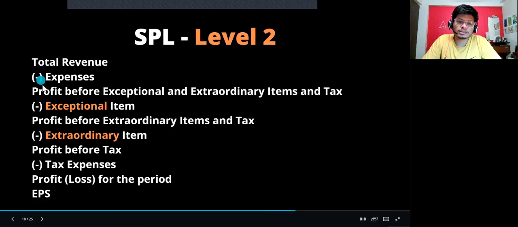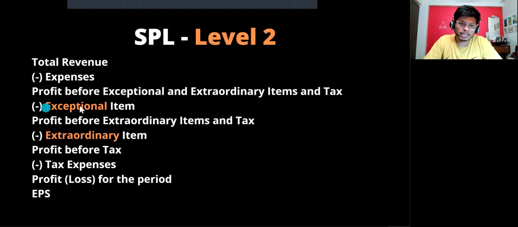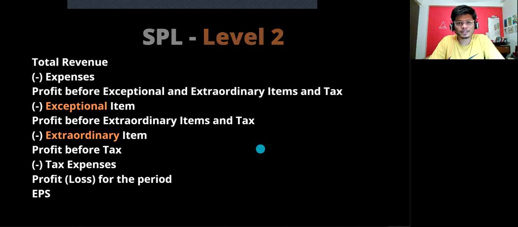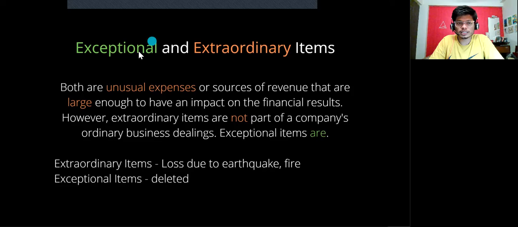So in the next level, what I have just done is basically added these two things: exceptional items and extraordinary items. Now these words are very close to each other, and you're bound to be confused. Okay, I am still confused about what each of these are. So don't worry. We'll figure it out. So two things: exceptional and extraordinary. I've colored that in different colors.